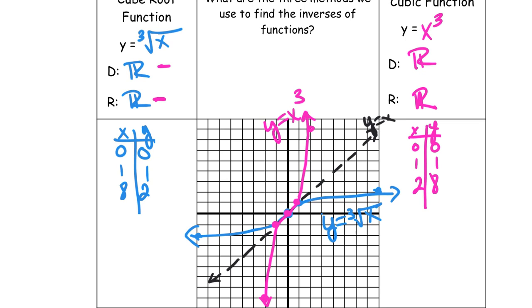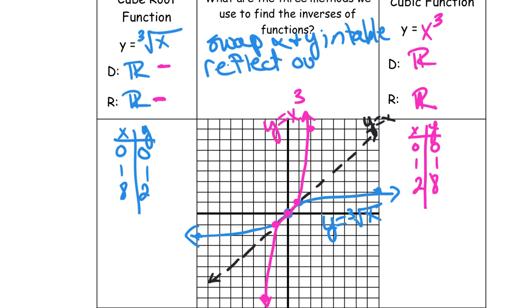So, 3 methods that we can find inverses. We did 2 of them right here. What were they? You like take the numbers on the x and y and flip them. So you're talking about the table? Yeah. Okay, swap x and y in the table. Okay, what else? Reflect over the parent line, which is y equals x, swapping x and y, because we swapped those points, right?